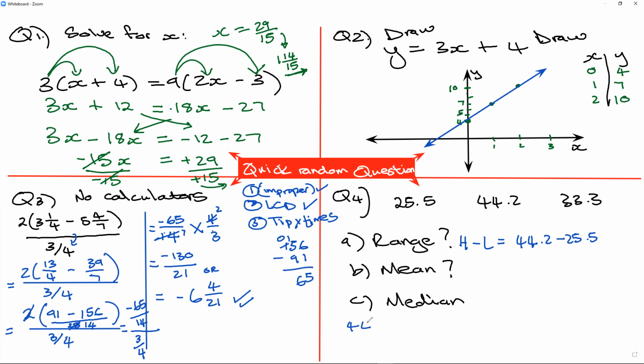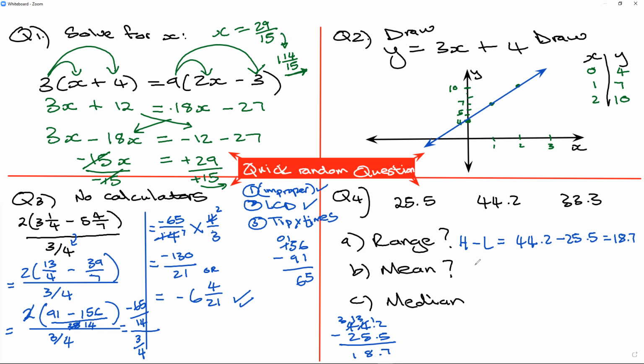Take 44.2 and just put 25.5 below. 2 minus 5 you can't, so you borrow, it becomes 3. 12 minus 5 is 7. 3 minus 5 you can't, you borrow, it becomes 13 minus 5, which is 8, 3 minus 2 is 1. So what you end up with is 18.7, a positive value.